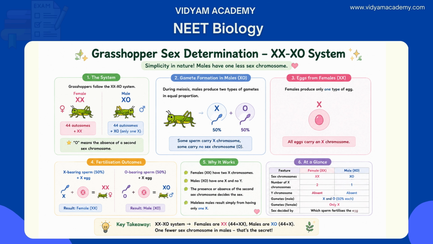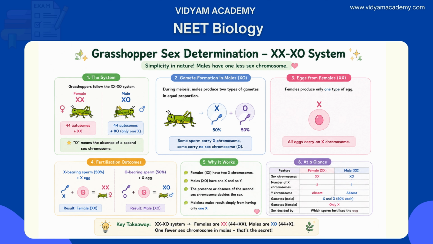So females are XX, they carry two sex chromosomes in addition to their autosomes. Males are XO, they carry only one X chromosome and have no Y chromosome at all. The O denotes the absence of the second sex chromosome. During meiosis, 50% of male gametes receive the X chromosome and 50% receive no sex chromosome.